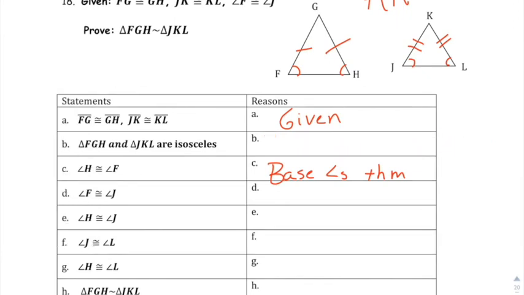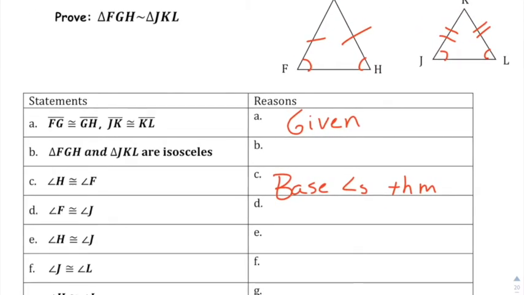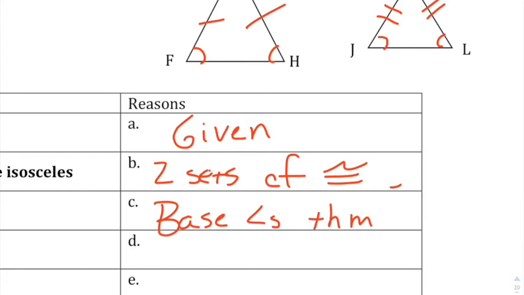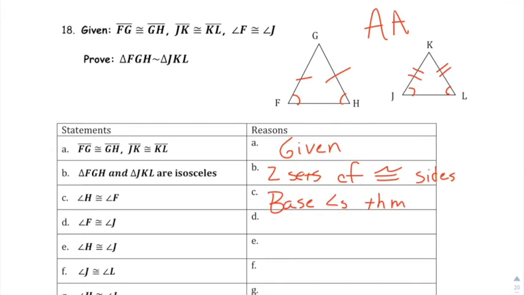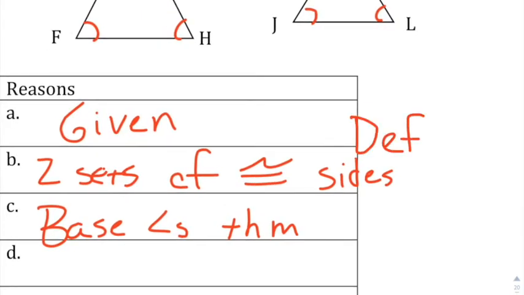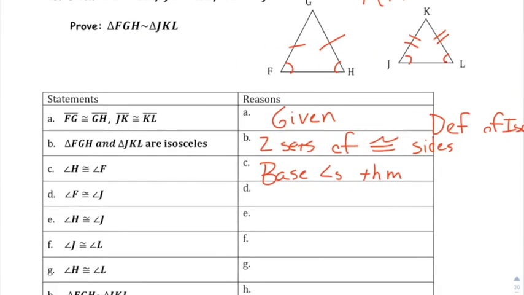For step 2 here, if you have two sets of congruent sides, I'm just going to write here two sets of congruent sides. Right? And since the two sides are congruent, that's the definition of what isosceles is. You could even probably write that. You could also write definition of isosceles. Okay. Anyways, so going back, okay, so we have the base angles theorem.